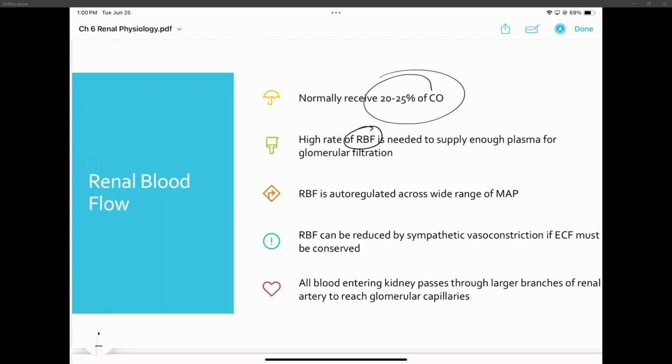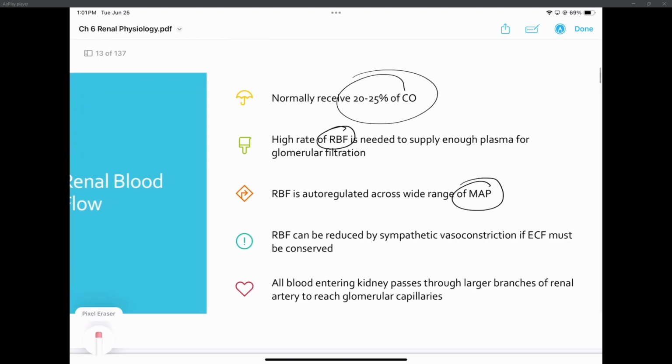And that's why we talked about MAP, mean arterial pressure. This is just a number that we calculate based off of their blood pressures. And remember, what other system is also auto-regulated across MAPs? The brain. Brain and the kidneys are the only two that have this auto-regulation. And the purpose of that auto-regulation is constant flow of blood across a wide range of pressures. We need constant blood flow through the kidneys so we have time for filtration and so forth.